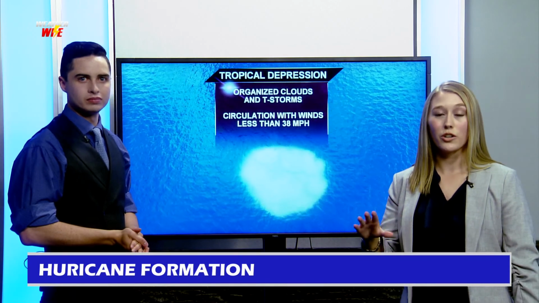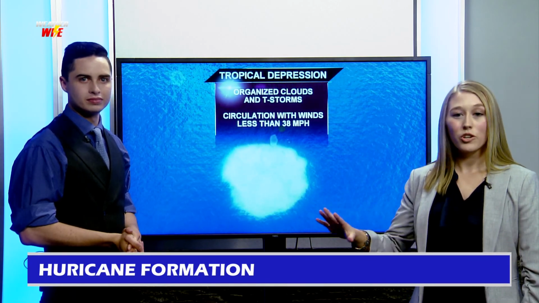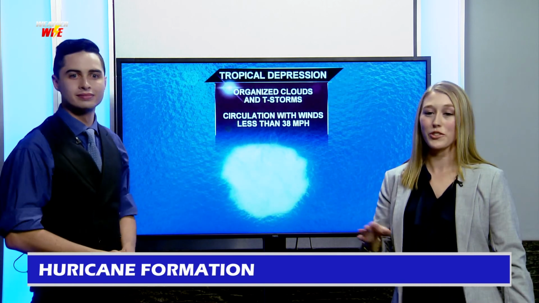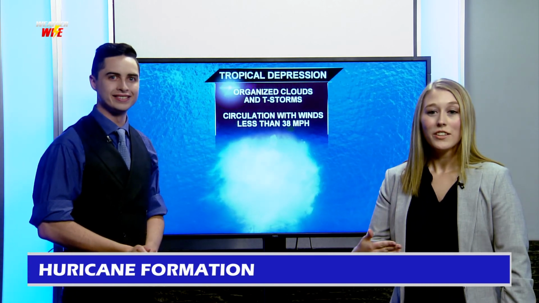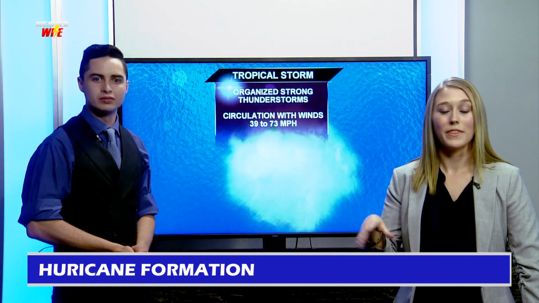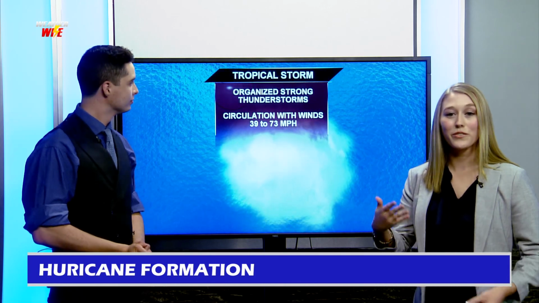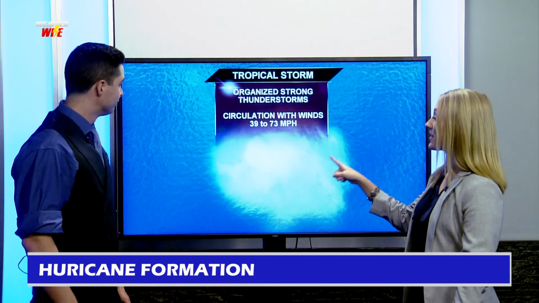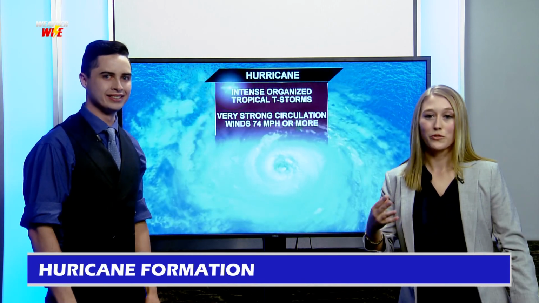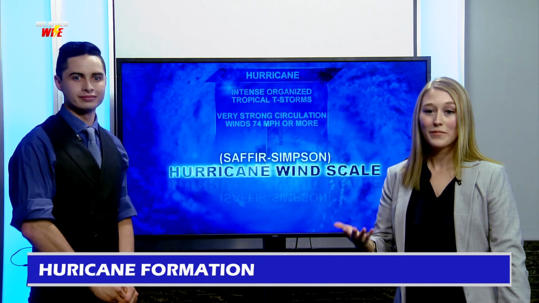So we're first going to start off with the tropical depression. This is the organized system of clouds and thunderstorms, circulation with winds less than 38 miles per hour, just very unorganized. Then that leads to the tropical storm. This is the more organized series of thunderstorms, circulating with winds 39 to 73 miles per hour. Then you get your hurricane, which is what we all know. This is the intense organized tropical thunderstorms with a very strong circulation with winds 74 miles per hour or more.